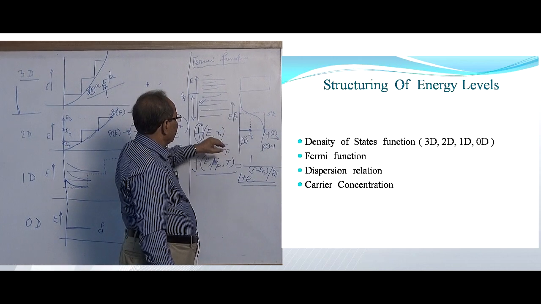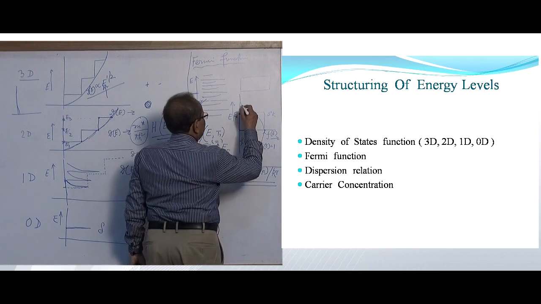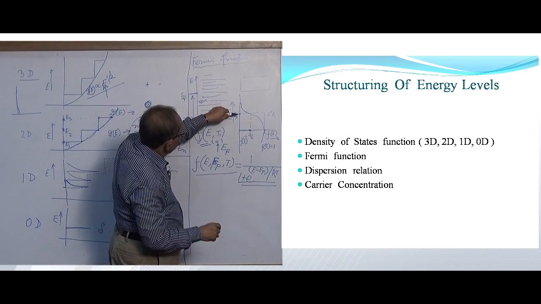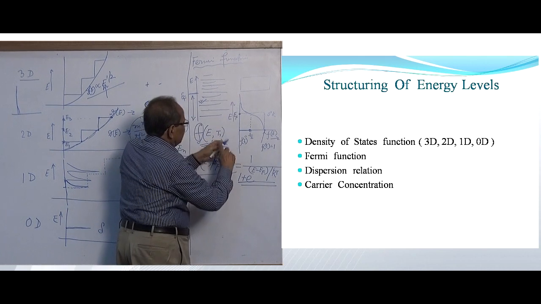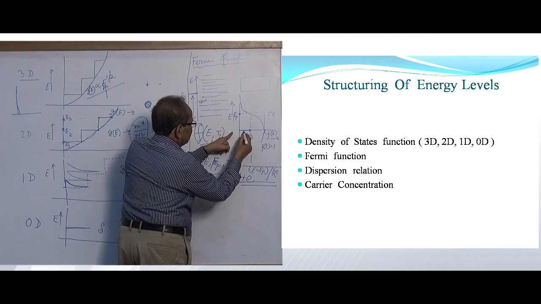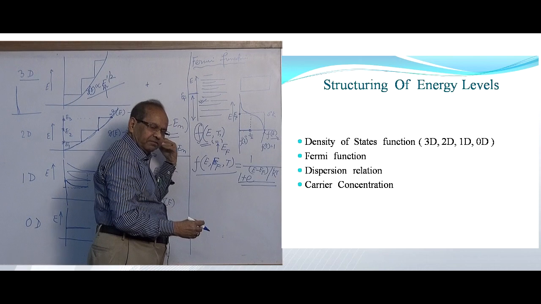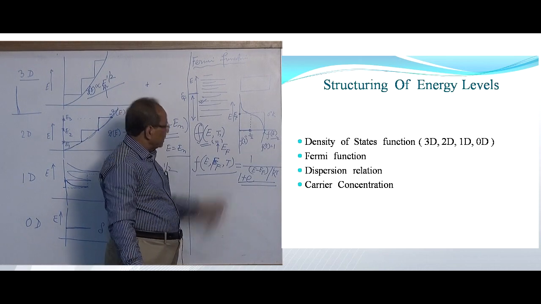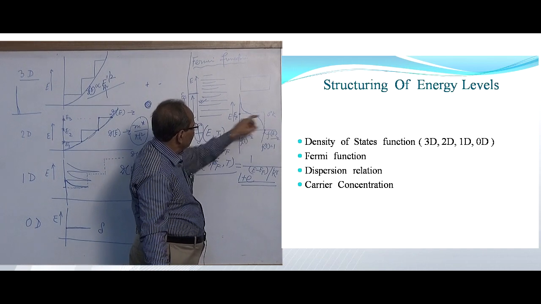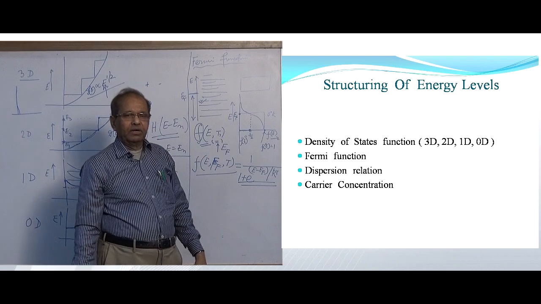See the difference here. Above EF, still there is a chance. Above this value, there is a chance. Of course, the chance is coming down and down, but there is a chance. But if the material is at 0 degree Kelvin, no chance at all: no electron above EF, all electrons below EF.